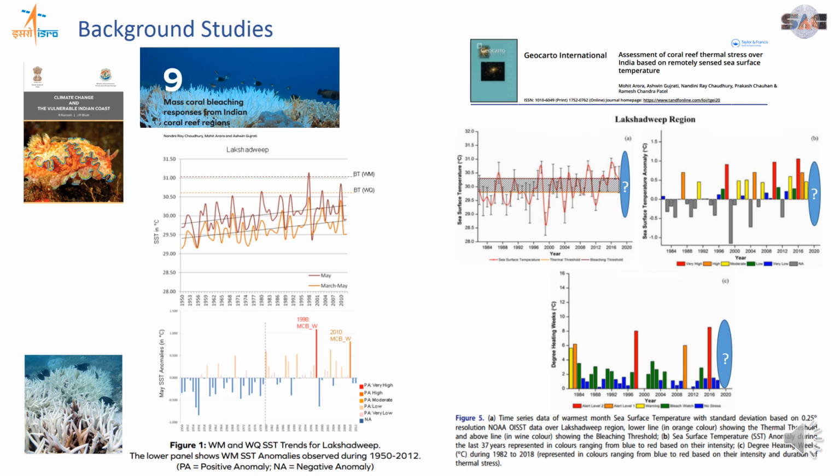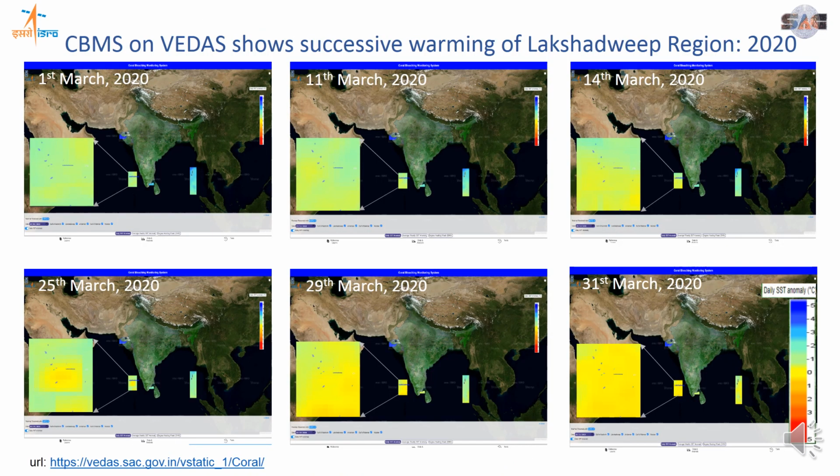And moving from HadISST1 to the OISST series, when we did the same exercise for Lakshadweep again, yes, this data too picked up 1998, 2010 and 2016 as some of the very major bleaching years for the Lakshadweep region.